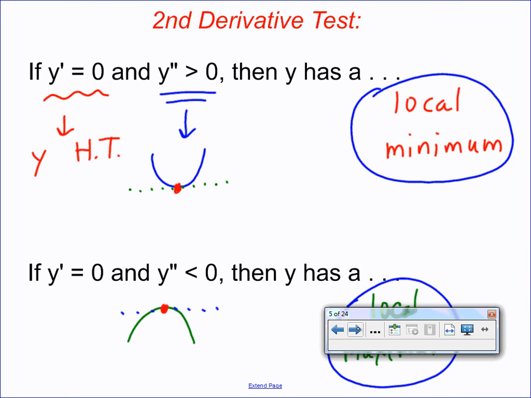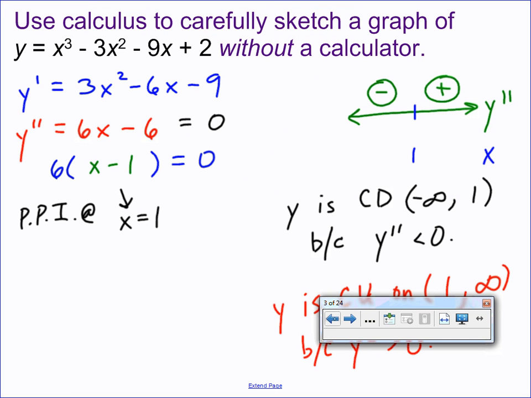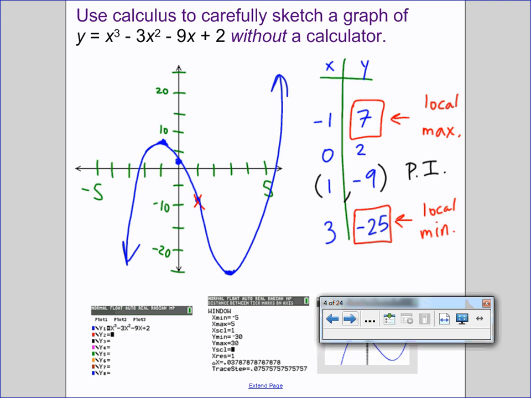My other place where y prime equals 0 was at x equals 3. At x equals 3, we had a horizontal tangent. However, my y double prime sign chart indicated concave up behavior on y. Therefore, the only way to have horizontal tangent and concave up behavior is if we had, you guessed it, a local minimum, and we see that visually as well.